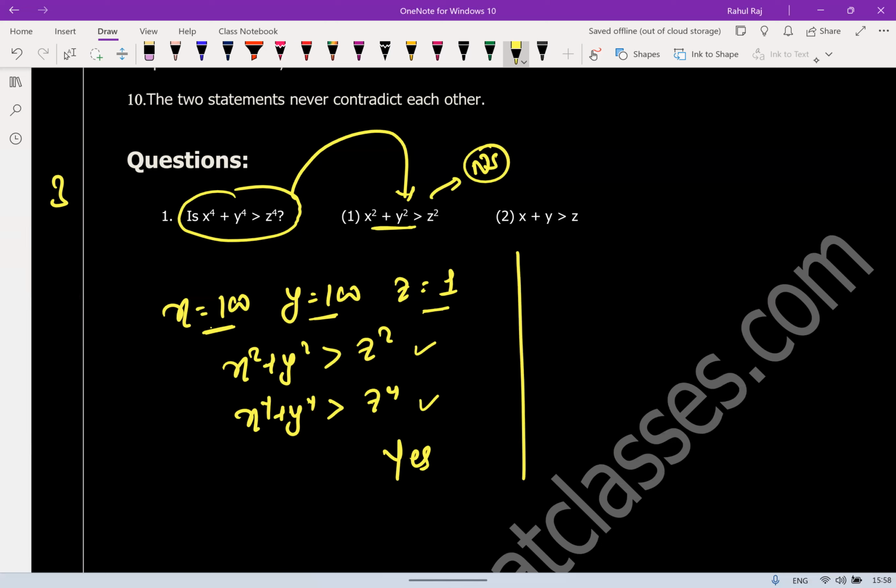When I took x is equal to 100, y is equal to 100 and z is equal to 1, I saw that x to the power 4 plus y to the power 4 is greater than z to the power 4. Can any one of you give me a no situation?